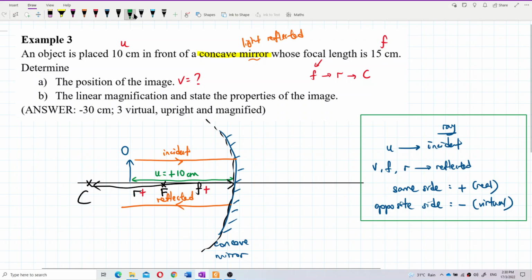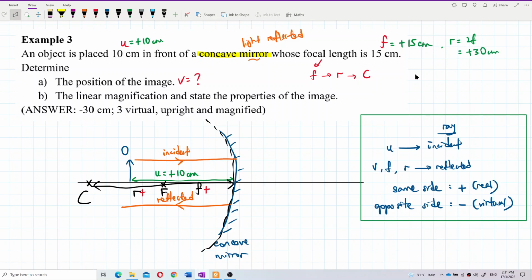Let me write down just now: the object distance is positive 10, and then the focal length should be positive 15. Why positive 15? Because it is on the same side as the reflected ray. Understand? Or we can also write the radius is positive. R is 2f, so it is positive 30 centimeter as well.